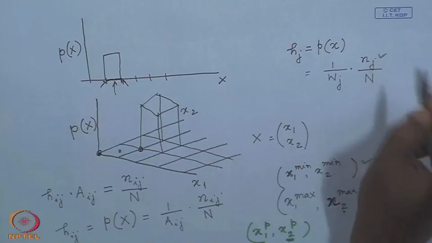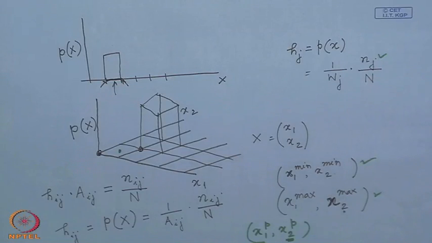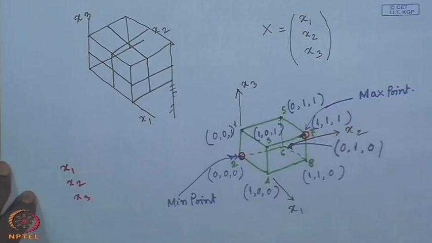So, the number of samples falling under the jth bin in the case of one dimension will be nj, and the number of samples falling under the ijth bin in the case of 2 dimensions will be nij. Okay. So, in 3 dimensions, as we have defined this min point and max point, here also for the min point I have the coordinates.